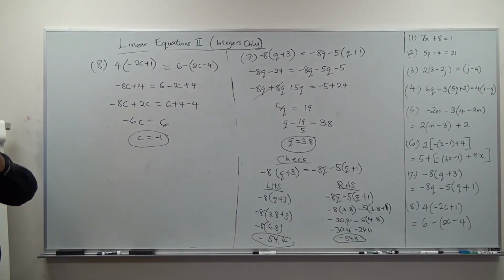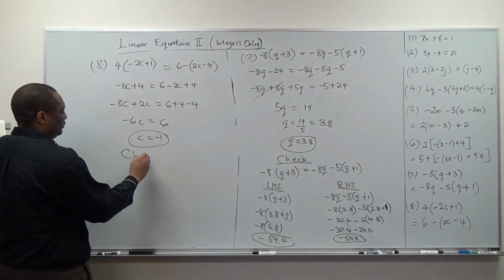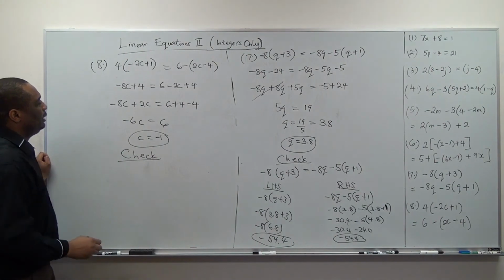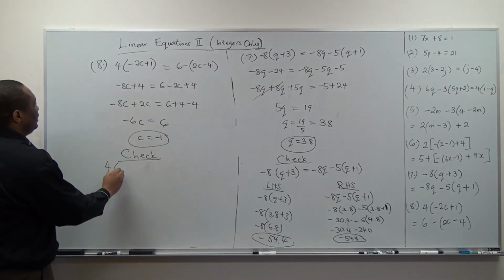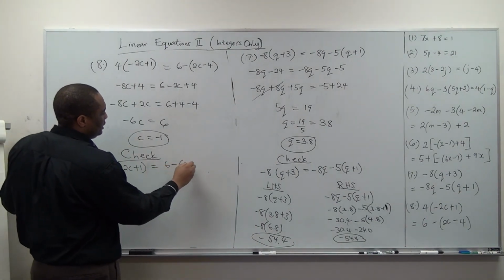Do we stop here? No. We have to check. Now check. We write the main equation. 4 into negative 2c plus 1 equal to 6 minus 2c minus 4.